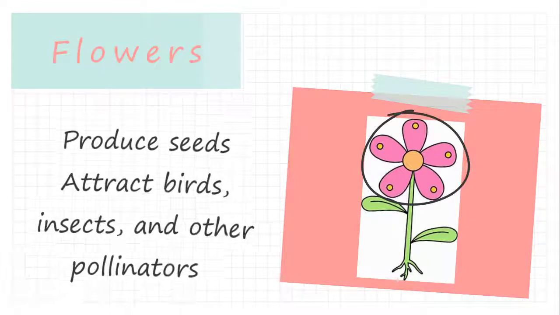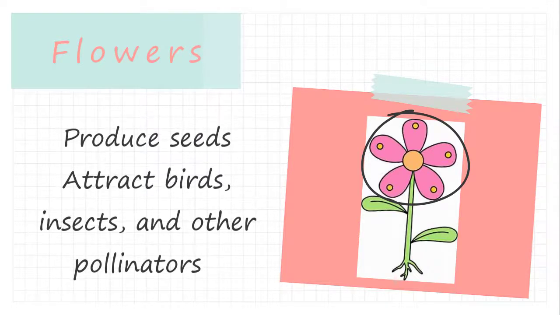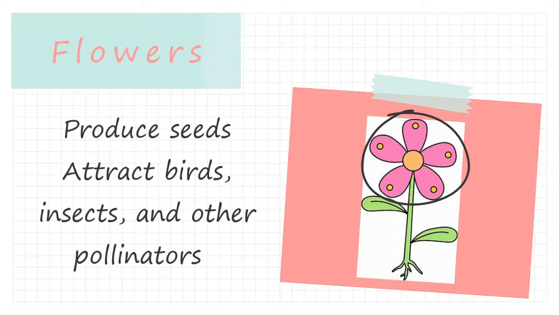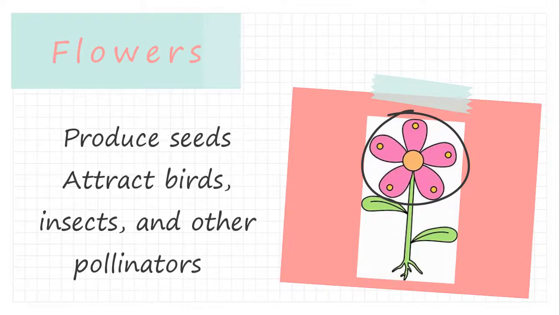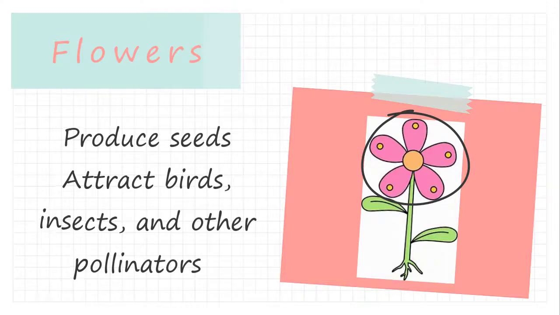And finally, the fourth external part is the flower. The flower is attached to the stem and its function is to produce seed and attract birds, insects, and other pollinators. In addition to flowers, plants can also produce fruits and vegetables.